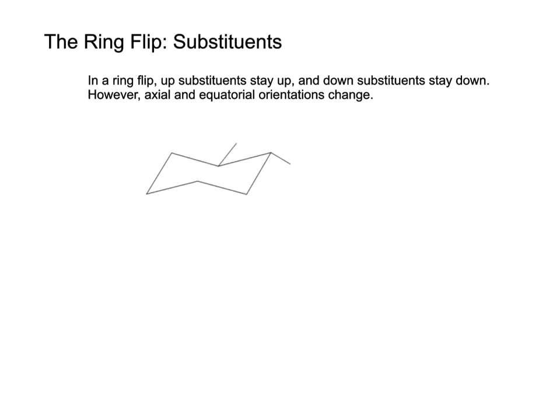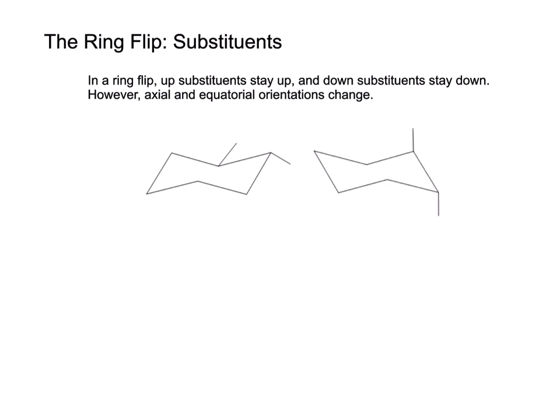Just like with your basic cyclohexane, a ring flip can occur in a substituted cyclohexane. What's the most important thing to learn here is that in a ring flip, up substituents stay up and down substituents stay down. However, their axial and their equatorial orientations change. So if we look at the substituted cyclohexane on the page here, you can see what happens when I do the ring flip.